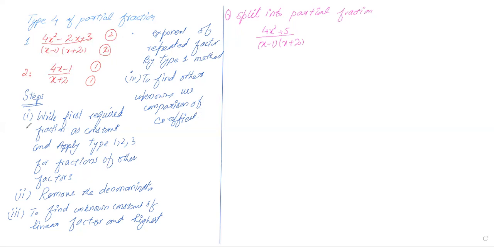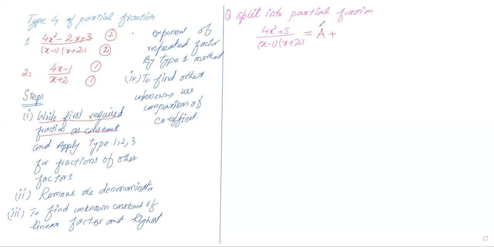Now, as I said, if the question belongs to type 4, then the first fraction will be a constant. Suppose that constant is A. Step number 1: write the first required fraction as a constant. So I write over here A. That is called the first fraction. And apply type 1, 2, 3 for the fractions of the other factors.